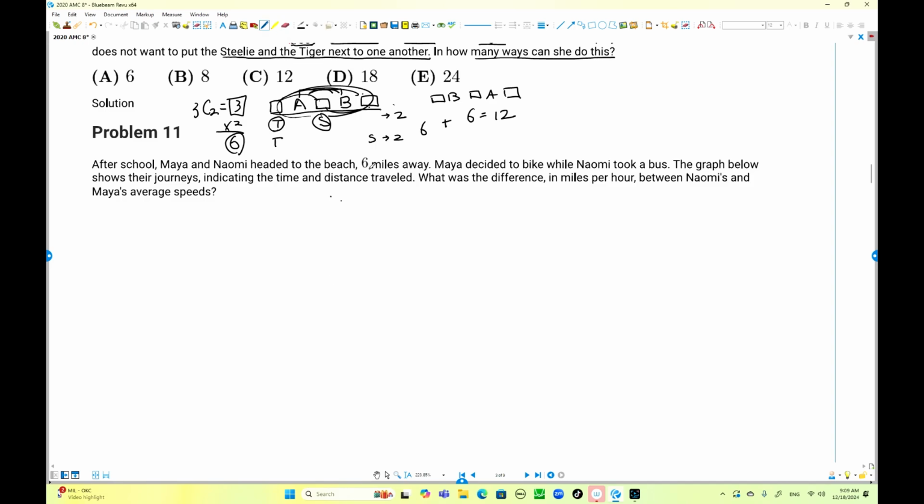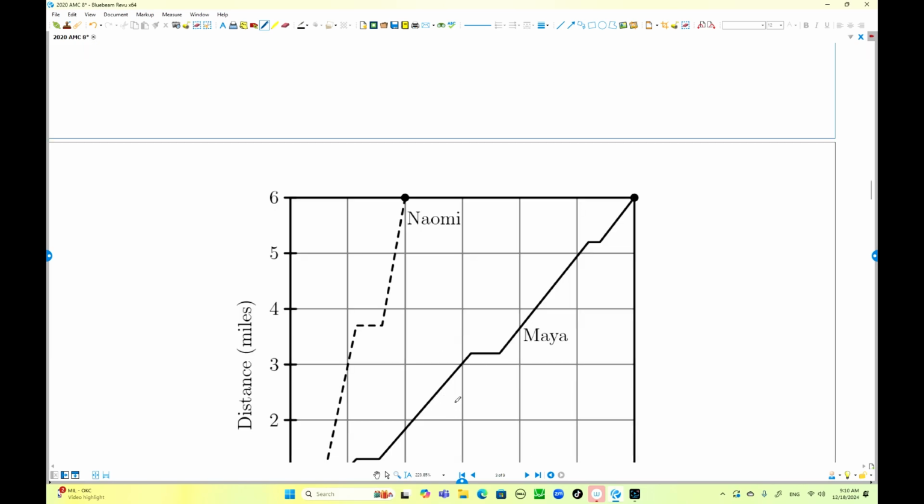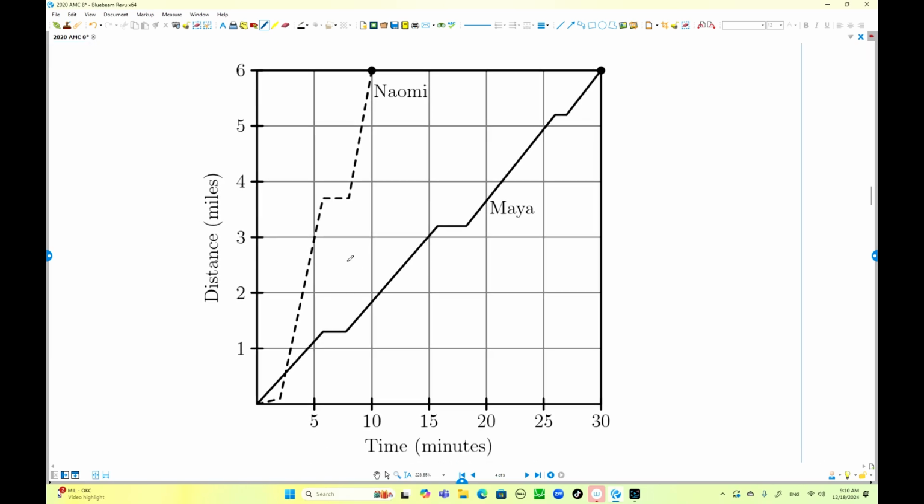6 miles away. The question is, what is the difference in miles per hour, that's the unit, mph, between Naomi's and my average speed? Okay, we're over here, right? Average speed. You know what the average speed is? Total distance over total time, that is the average, right? We don't care about what happened in the middle, just the beginning and the end. This 6 miles takes 10 minutes. 10 minutes is 1 over 6 hours.